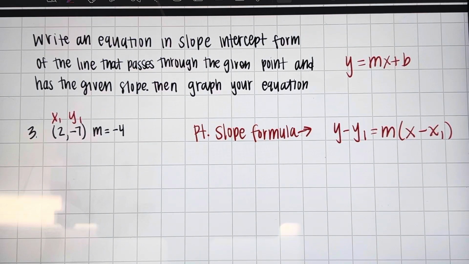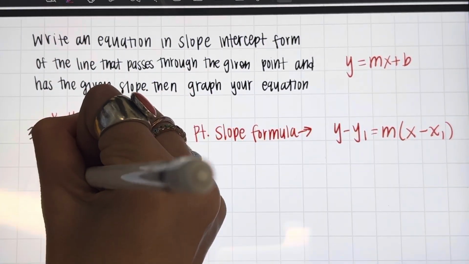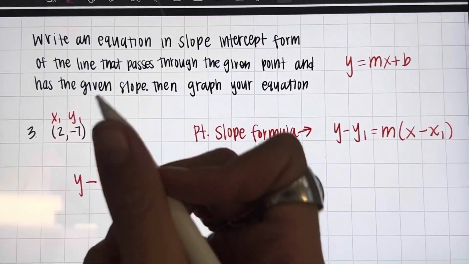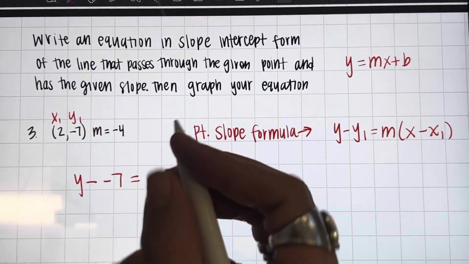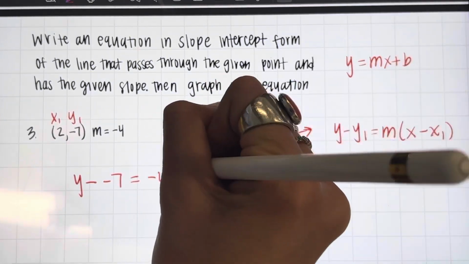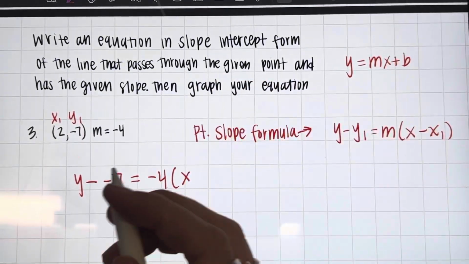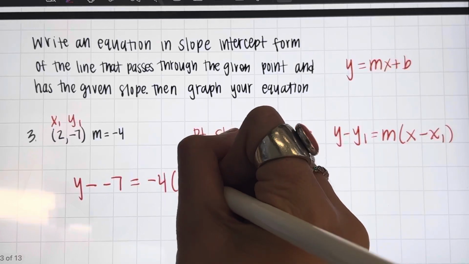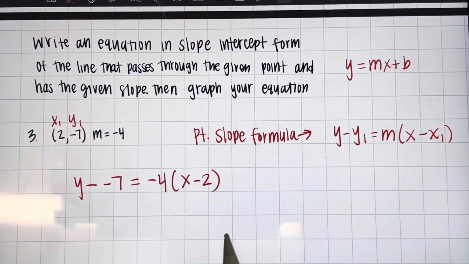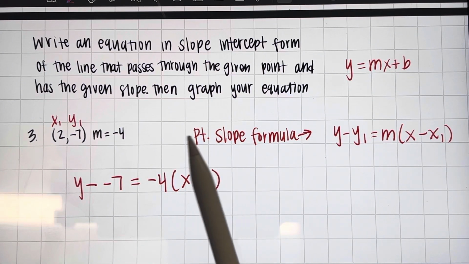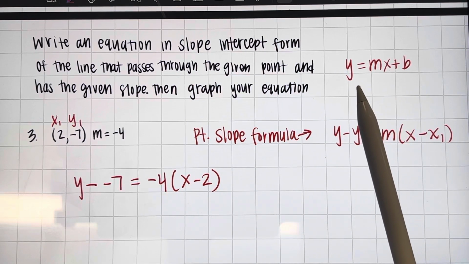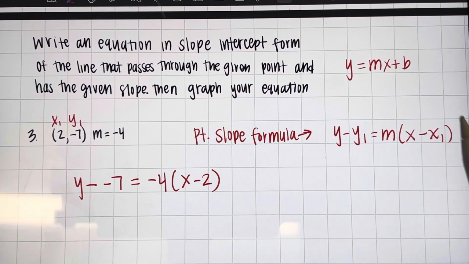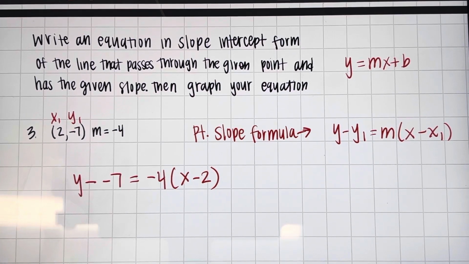And now we're filling in. So we'll start with y minus our y1, which is a -7, equals m, which we know is -4, times x minus our x1, which is 2. Again, we're not done here because we don't want it in point-slope form. We want it in slope-intercept form. We are trying to get it to look like y equals mx plus b. So we need to work this out a little bit, okay?